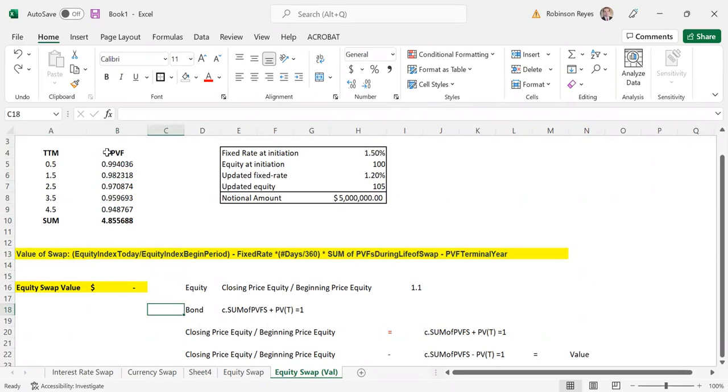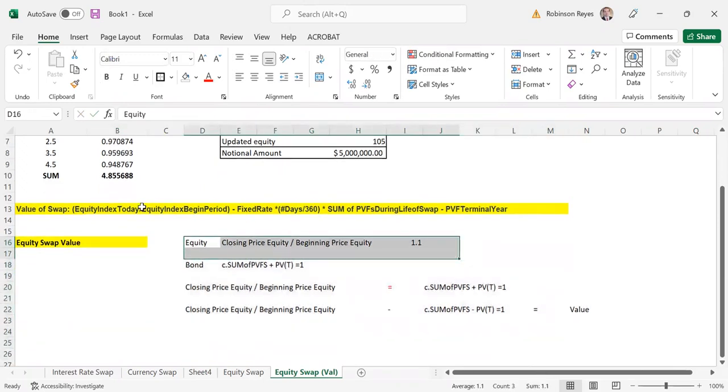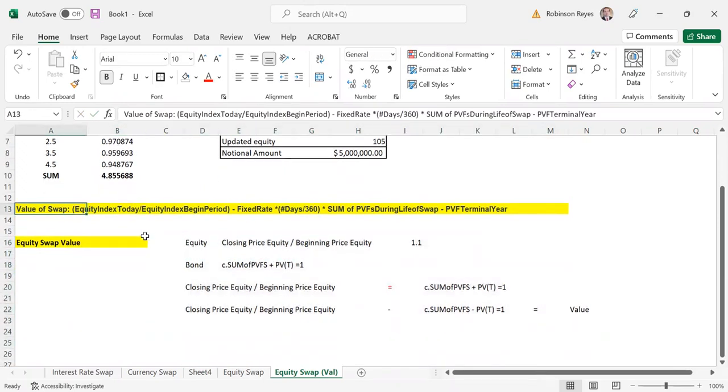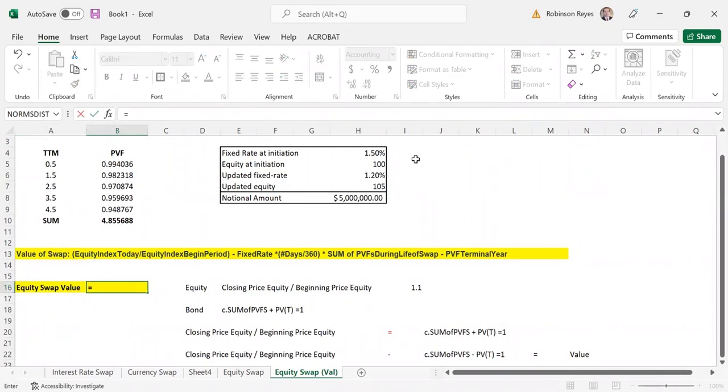So if we're working on the value of this swap right here, what we will do is follow this formula we have either here in a lot of detail, or that we have here already in a more concise expression.